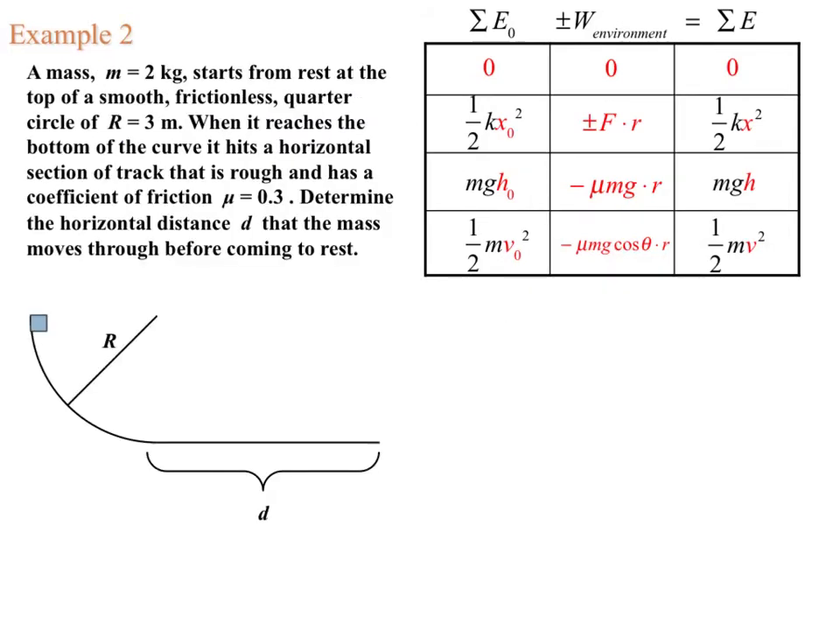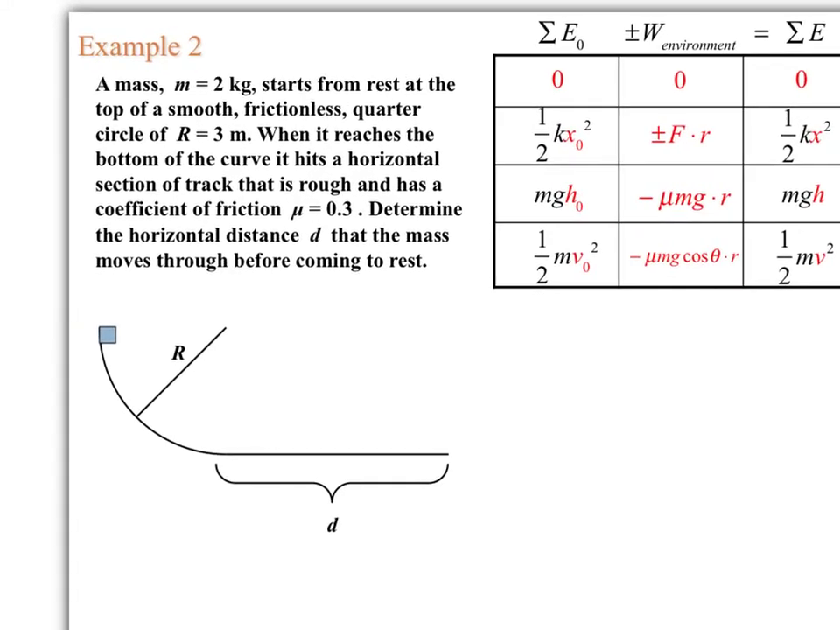In this other example, we have a mass of m equals 2 kilograms that starts from rest at the top of a smooth, frictionless quarter circle of r equals 3 m. When it reaches the bottom of the curve, it hits a horizontal section of track that is rough and has a coefficient of friction mu equal to 0.3. Determine the horizontal distance d that the mass moves through before coming to a rest. So again, at the very beginning, we have only potential energy.